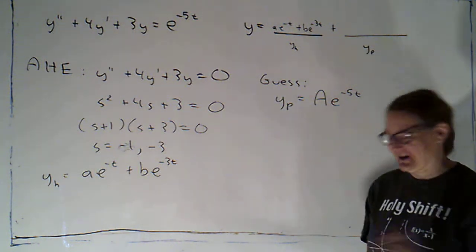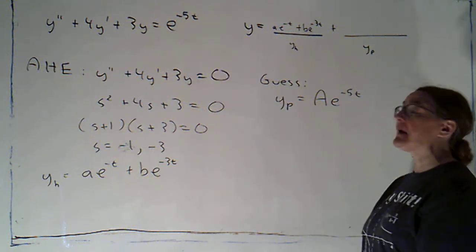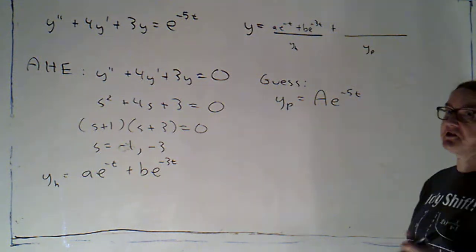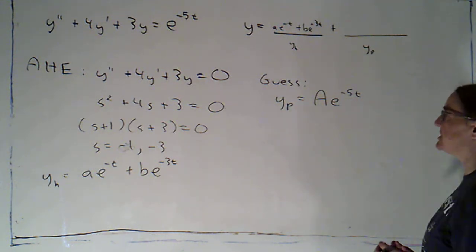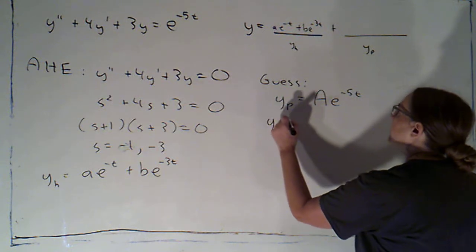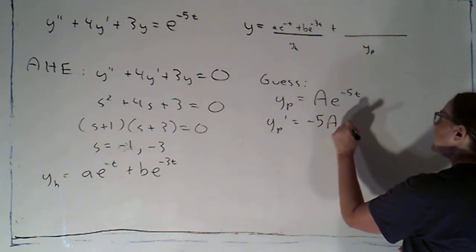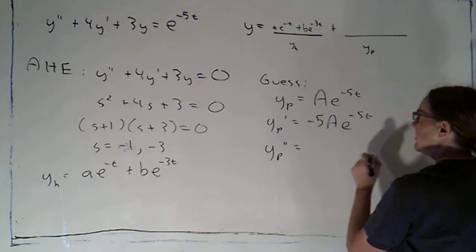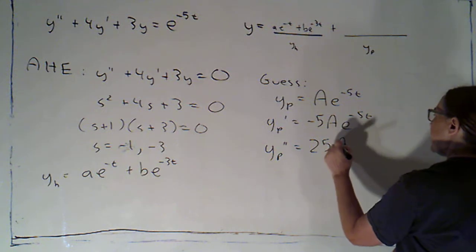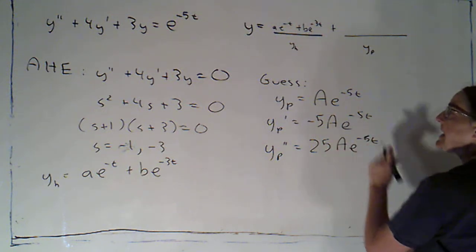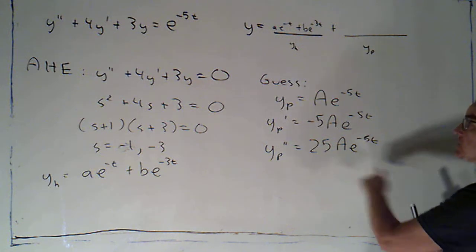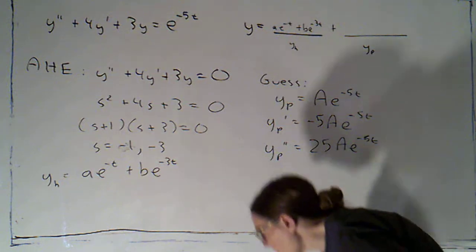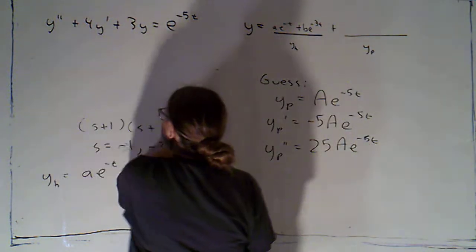So we are still guessing, but if we want to sound more sophisticated about it, we can say we are using the method of undetermined coefficients. Okay, so let us determine what this undetermined coefficient is. So notice yp prime would just be negative 5a e to the negative 5t, and yp double prime would then be 25a e to the negative 5t. So what I need to do is plug that in so that I can solve for a.